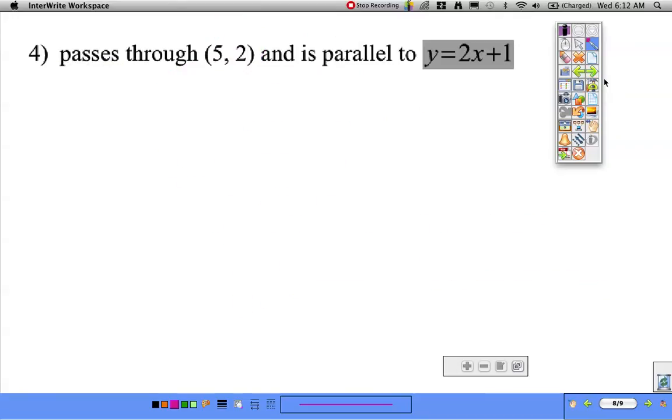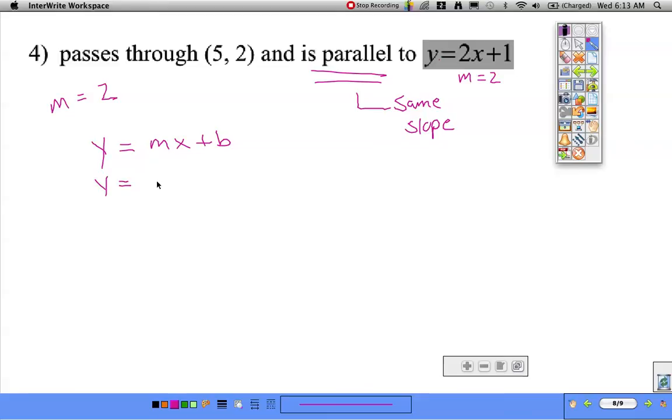Example number 4, same idea as number 1, except this time I threw in the part about parallel. Parallel means same slope. So if I want to be parallel to a line y equals 2x plus 1, the slope of this line is 2, which means the slope of my line is going to be the same. So I start just like I did the other examples, y equals mx plus b, but I know my slope is going to be 2. So the whole task is to find the y-intercept.